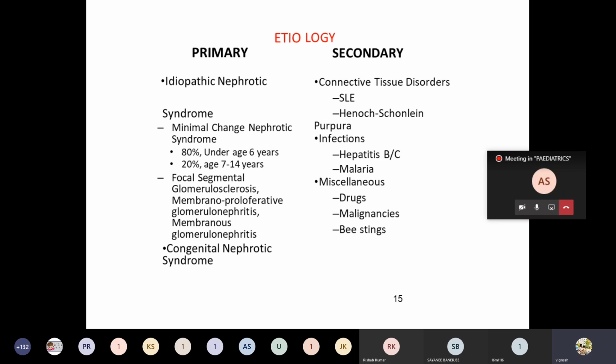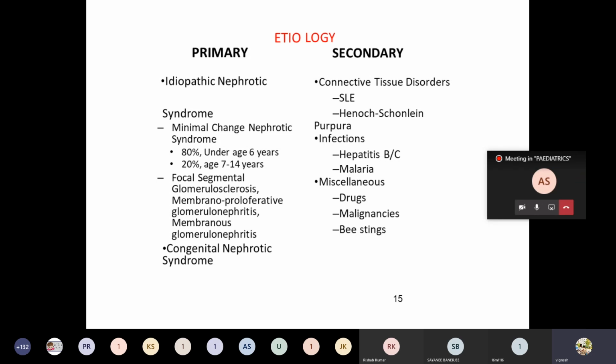The cause will not be known, unknown cause. So the other different types of primary idiopathic nephrotic syndromes are depending on the damage to the basement membrane. We are going to classify into minimal change nephrotic syndrome. About 80% we are going to see in under 6-year-old children, around 20% in more than 7-year-old children.